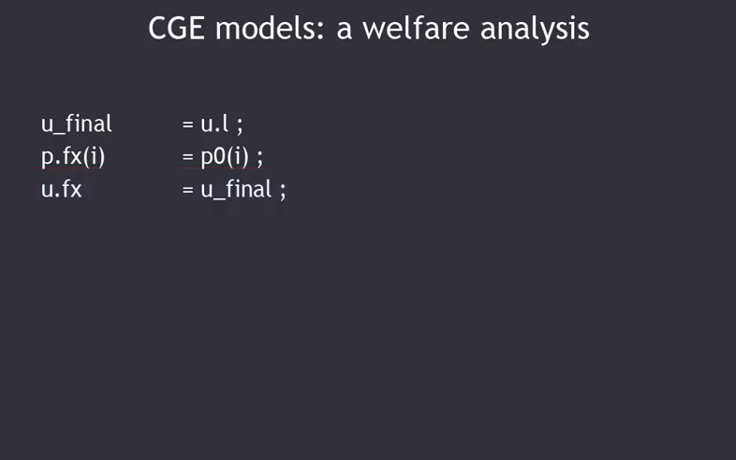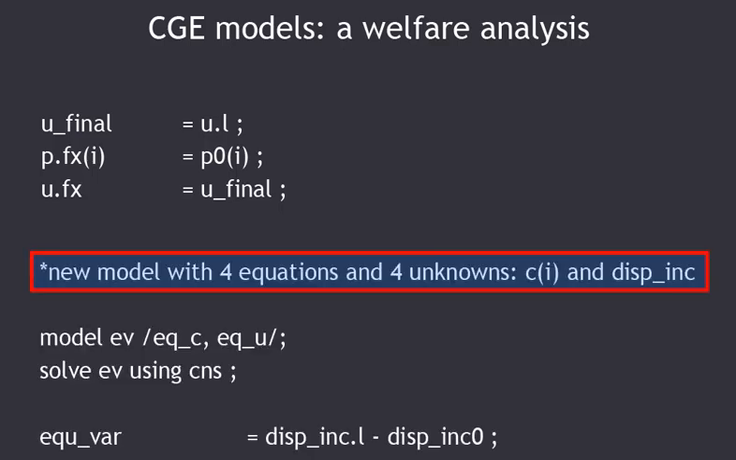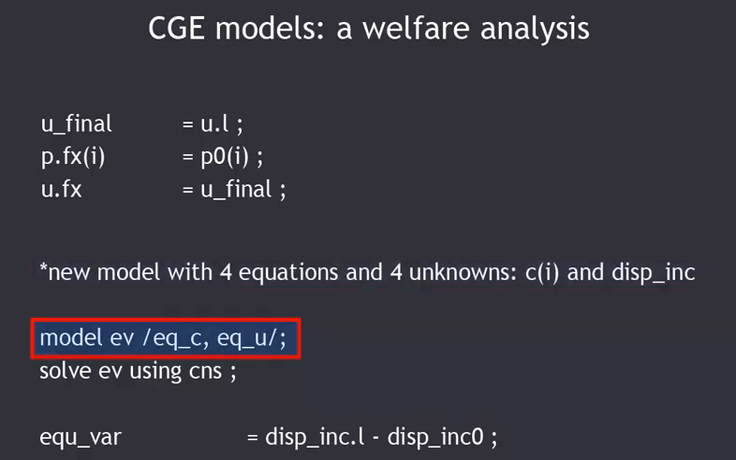So I have a new model defined by the instruction model EV, which is the title of the new model. This new model is defined by two equations, EQ_C and EQ_U. This new model has four equations: three equations EQ_CI, and one equation EQ_U. And it has four endogenous variables, CI and disp_INC.